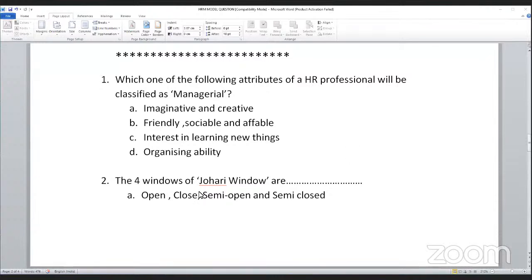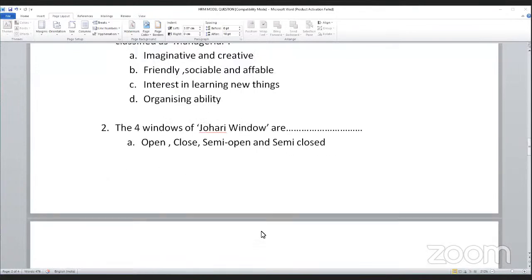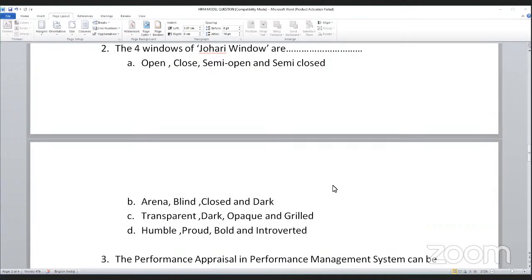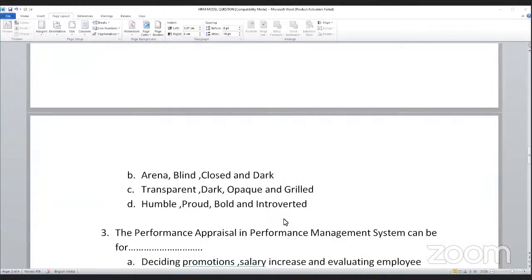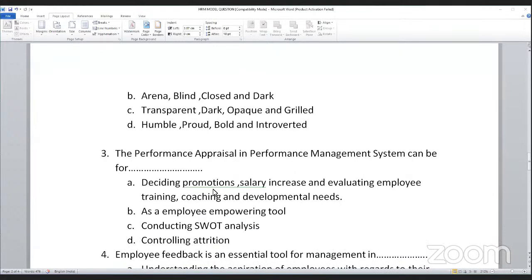Okay. Then the next, hope you remember Johari window. We have four windows in the Johari window concept for self-appraisal. First option is open, close, semi-open and semi-closed. Arena, blind, closed and dark. Perfect. Yeah, good. Performance appraisal in performance management system can be for deciding promotion, salary increase and evaluating employee training, coaching and developmental needs. As an employee empowering tool, conducting SWOT analysis, controlling attrition.